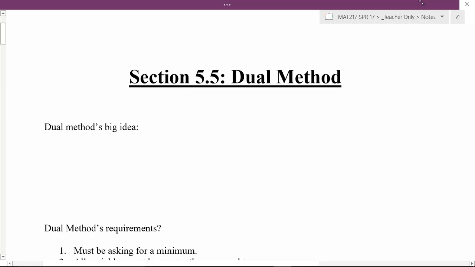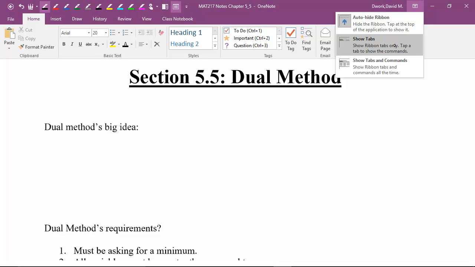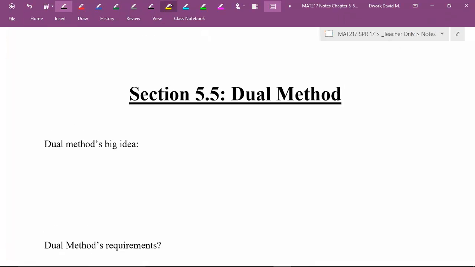In this video, we are going to be talking about our last type of problem related to the simplex method, and this one's called the dual method. In the previous sections we learned about standard simplex and general simplex, and the requirements for standard simplex were the most restrictive. They had three requirements.